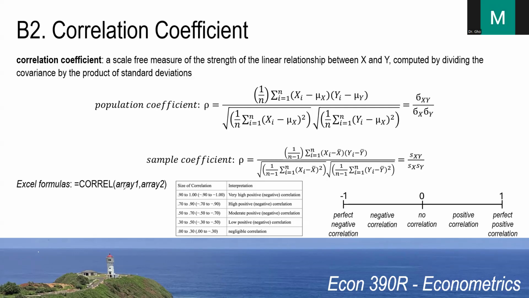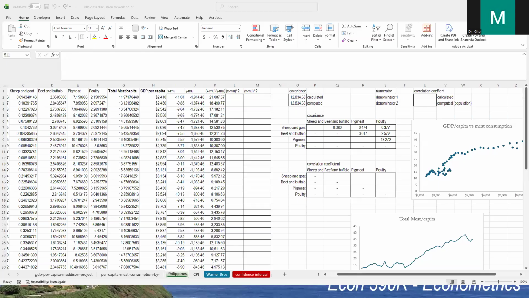And I found this table, the size of correlation, and I don't know if it's official or not, but intuitively it sort of makes sense. And so I included it on here. And the formula we use is equals CORREL, or correlation. So let's start plugging this in. It'll make a little bit more sense. Actually, let's do the calculation.